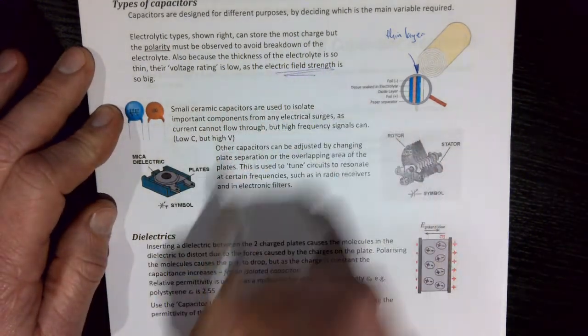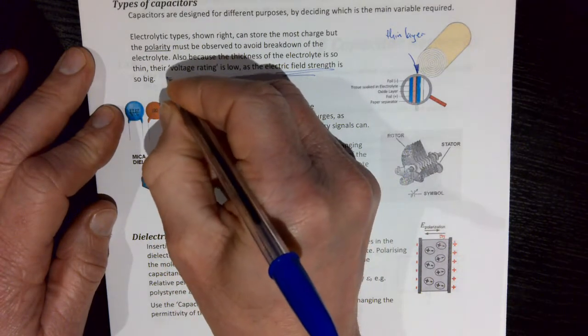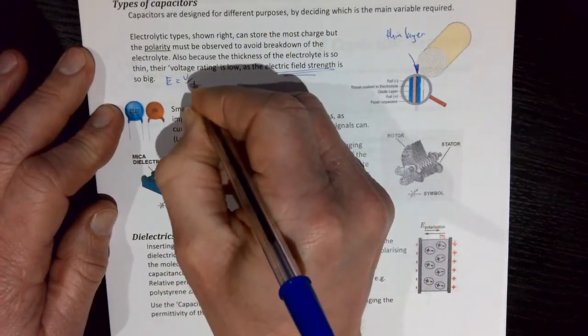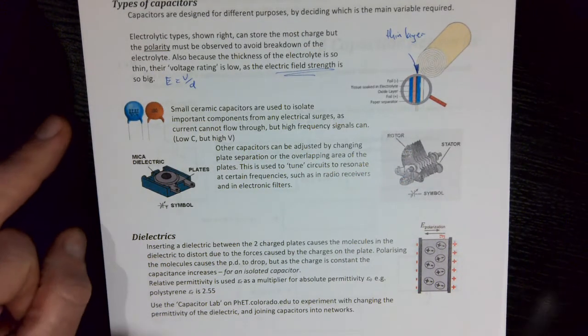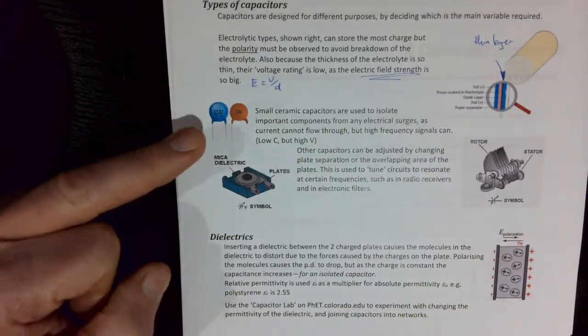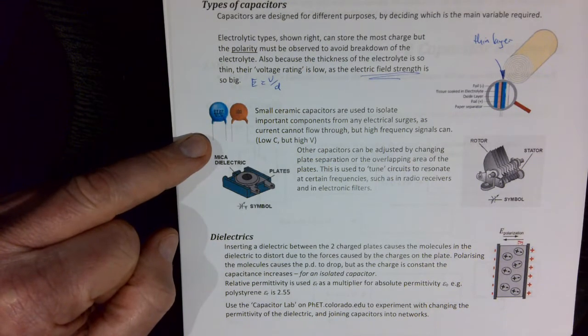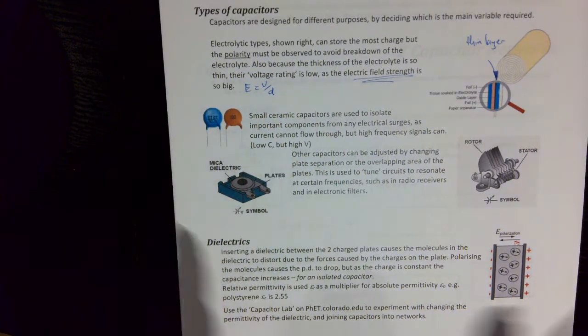However, because E equals V over d, so you've got a small d, great. Other useful ones you will see are ceramic capacitors. They are literally layers of ceramic in between the two plates.